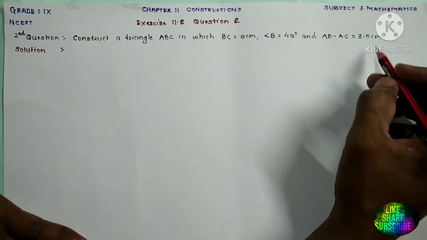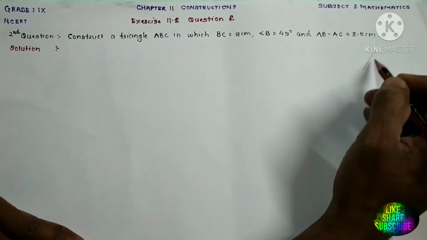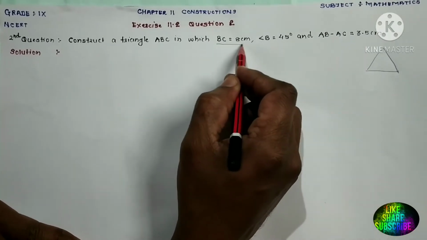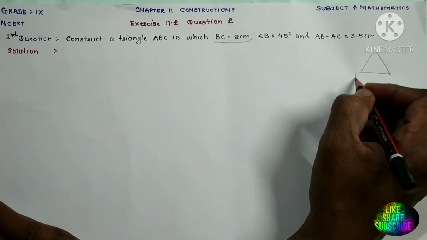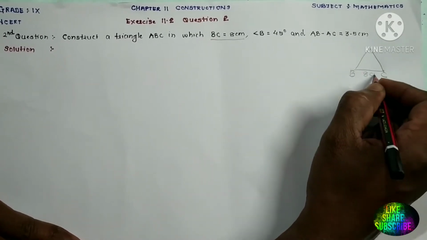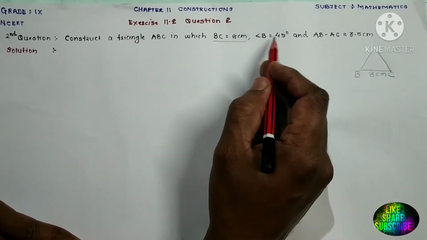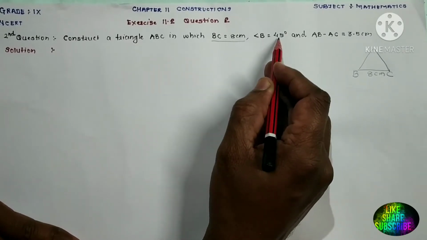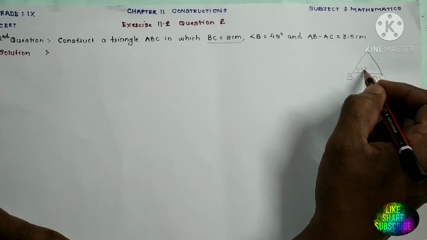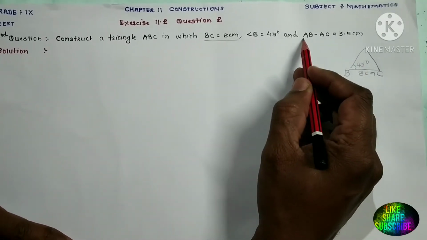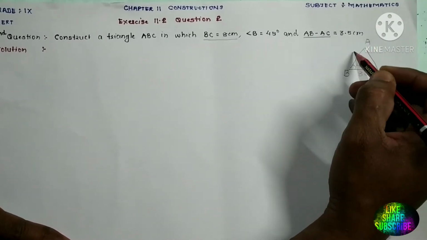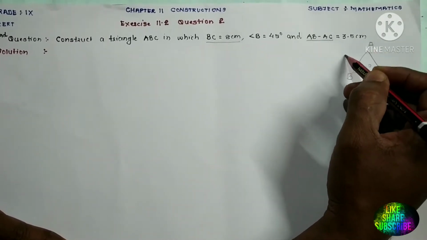For this question let us draw one rough sketch like this. So this is a triangle. Here the base BC is equal to 8 cm. So this is the base and the distance given is 8 cm. And angle B is the base angle, 45 degrees. Let us mark this B 45 degrees. And here AB is greater than AC. Means this is A. Now this AB is greater here.